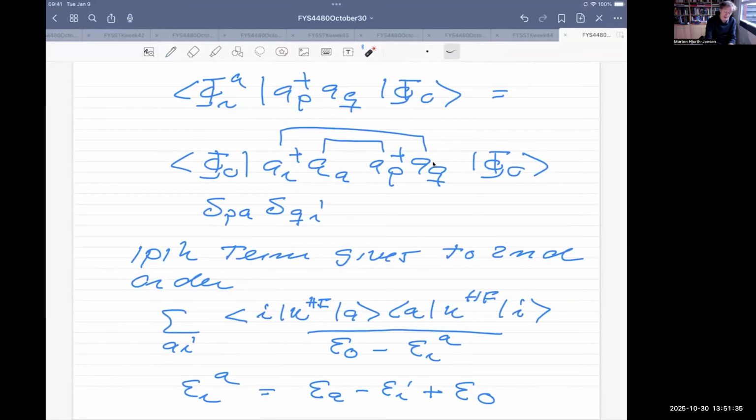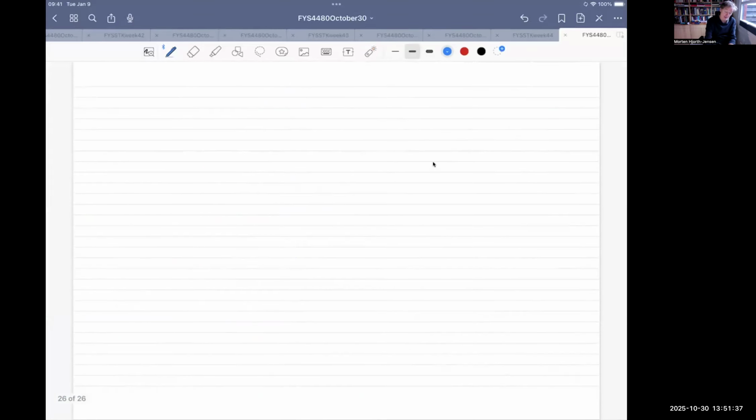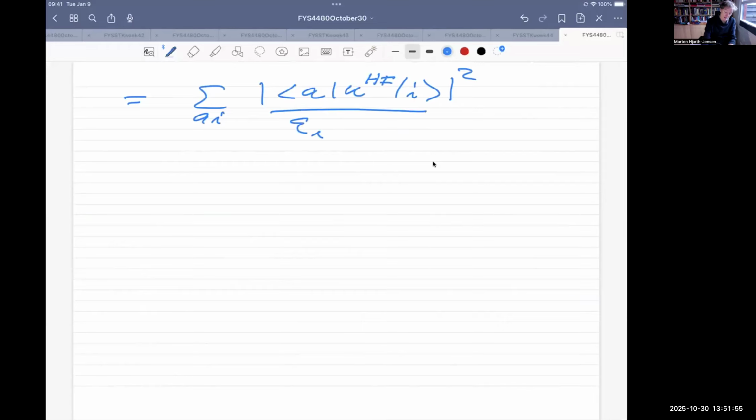But in principle, we always truncate the summation over A. But if we now collect everything, what we will get is something which looks like this. So I'm going to have a summation of AI, and now I can simply use the fact that these are also Hermitian operators. So I have U of Hartree-Fock of I squared divided by epsilon I minus epsilon A. And these are now single particle energies. I write this as SP, single particle energies.